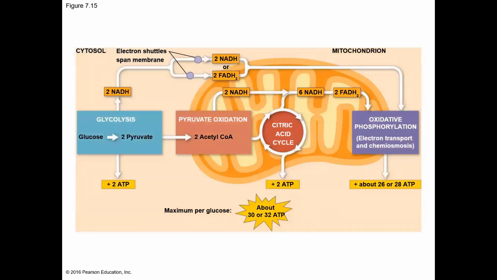Okay. So this is a good summary of the entire process. So we start with glycolysis. You can see the inputs, the outputs, and then moving on into pyruvate oxidation, citric acid cycle, and then finally oxidative phosphorylation.